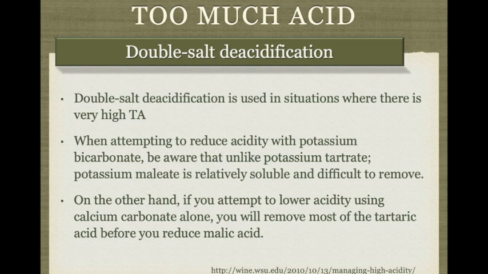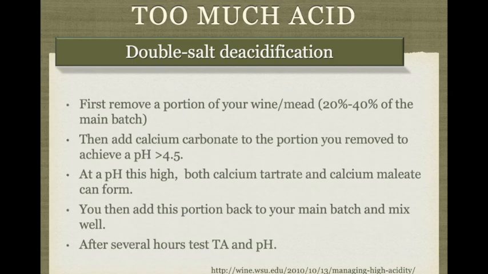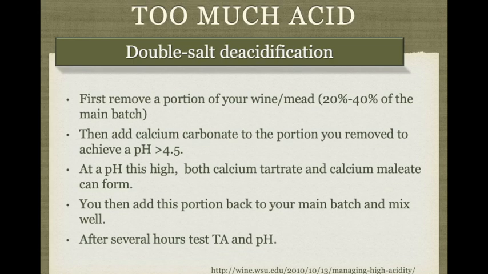So in this method, you use calcium carbonate together with this, because if you try to use calcium carbonate alone, you're going to remove most of the tartaric acid before you reduce any malic acid. So what you do is you remove a portion from your batch, around 20 to 40% of the volume. You add enough calcium carbonate to the portion you removed to get the pH high enough, at around 4.5. When the pH is that high, both calcium tartrate and calcium malate will form.